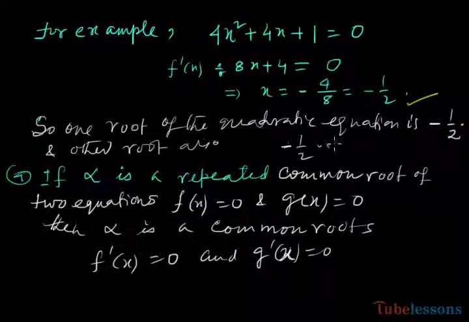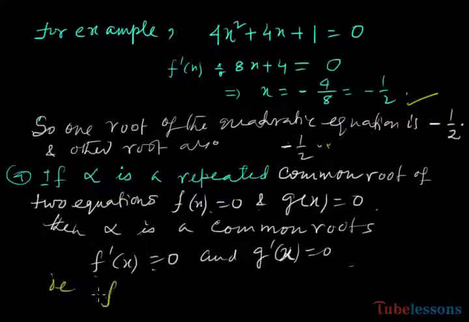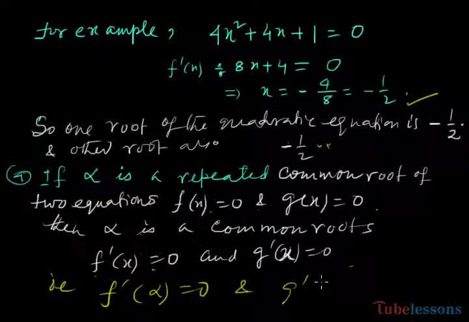If alpha is a repeated common root of two equations, f(x) equals 0 and g(x) equals 0, then alpha is a common root of f dash x equals 0 and g dash x equals 0, that is, f dash alpha would be 0 and g dash alpha equals 0.